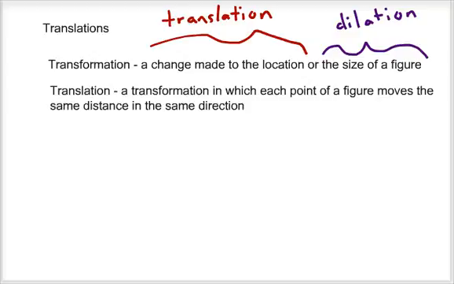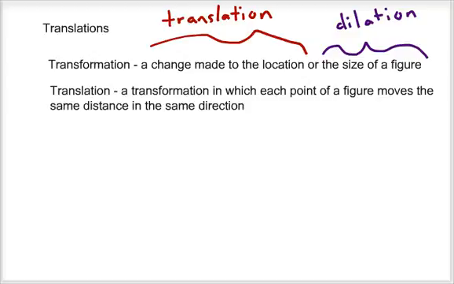to the location. Official definition being that a translation is a transformation in which each point of a figure moves the same distance in the same direction. So let's go ahead and try a couple problems out.